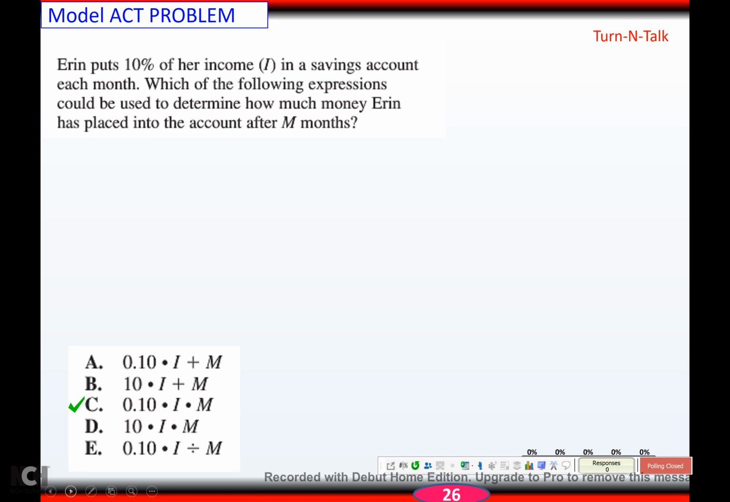It says Erin puts 10% of her income I, that of means multiply, in a savings account each month. Which of the following expressions can be used to determine how much money Erin has placed in the account after M months? So she does 10% of her income every month. So now I need to multiply by the number of months. And there's your 0.10 times your income times the number of months. Okay?